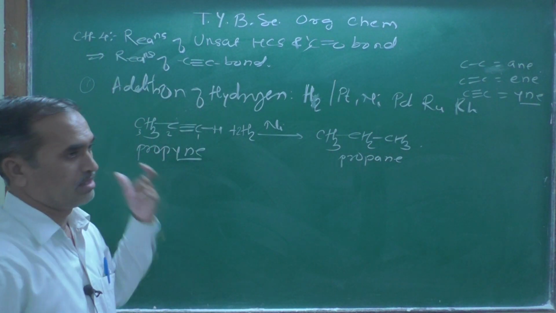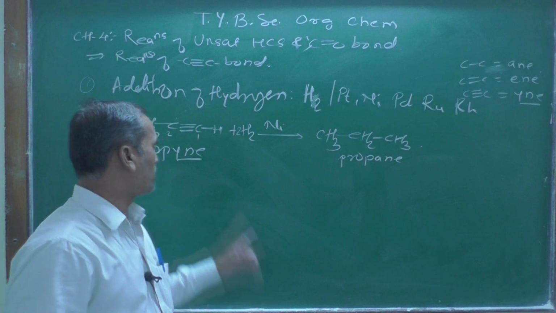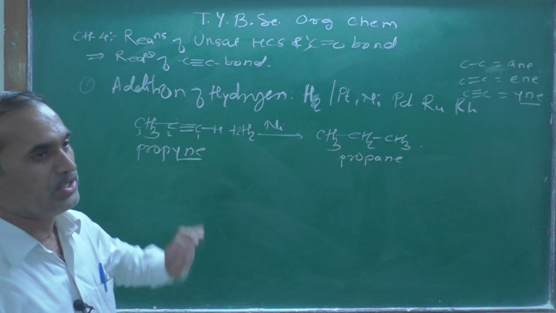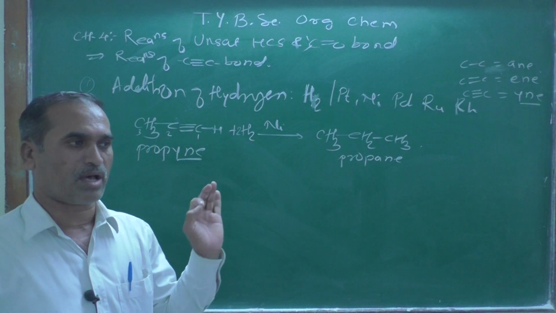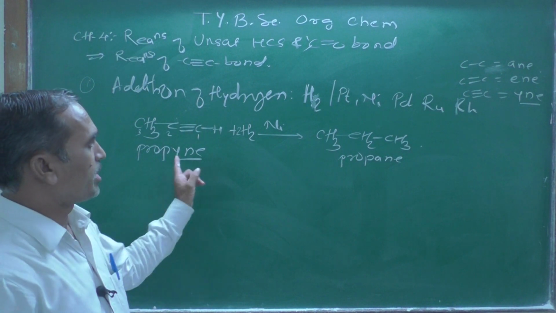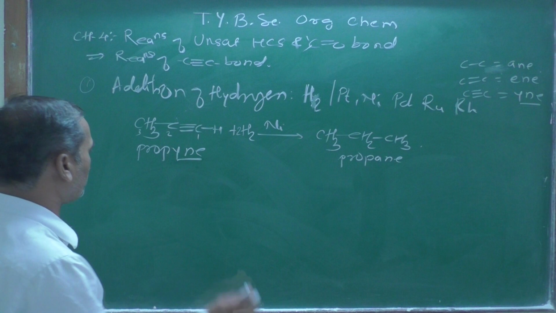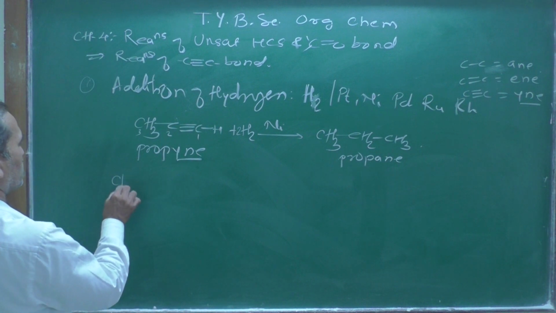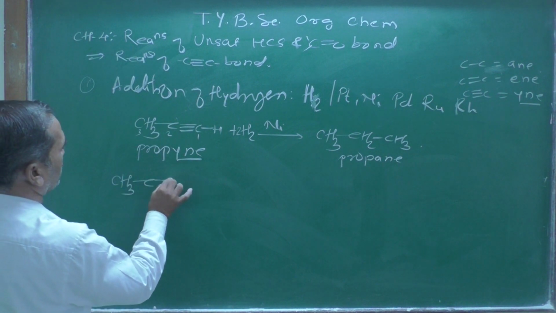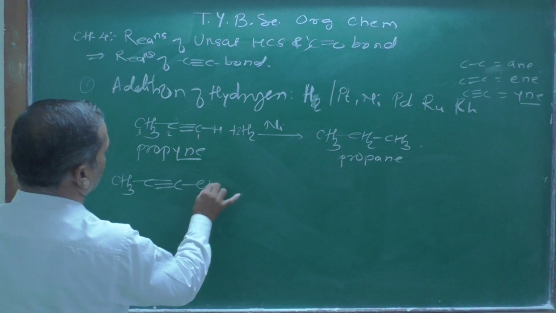Prop indicates 3 carbon atoms in the straight chain, and YNE indicates there is a carbon-carbon triple bond, and that's why it is the IUPAC name of this compound. Now let us see one more example here: CH3, C triple bond C, and CH3.